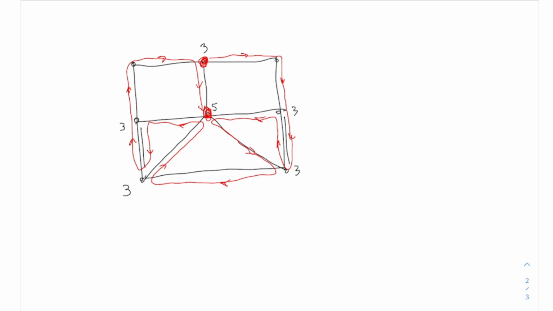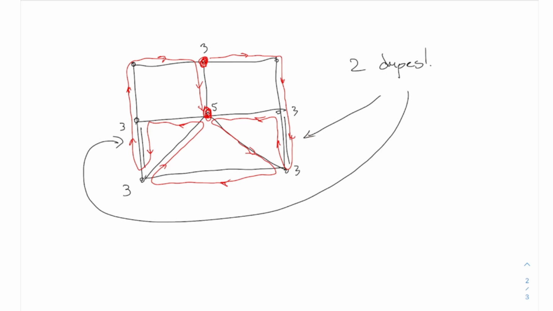And I ended up duplicating 2 edges, right? 2 dupes. That was here and over there. All right? This is a minimum duplication path. I hope that that's sensible. Any thoughts about that one?